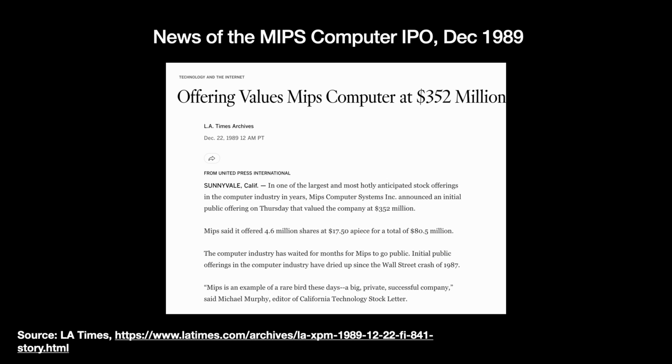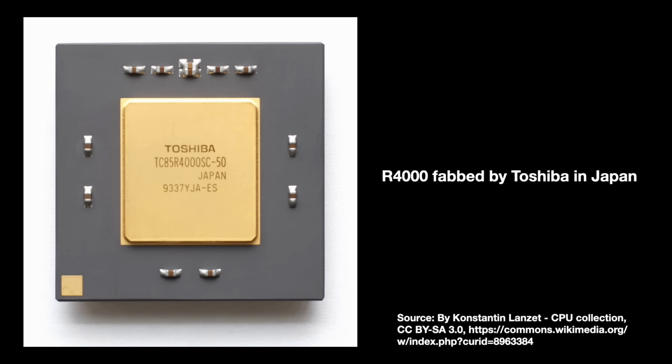Their next chip, the 64-bit R4000, got delayed, and MIPS's workstations got caught between Sun, more powerful x86 PCs, and a resurgent IBM.